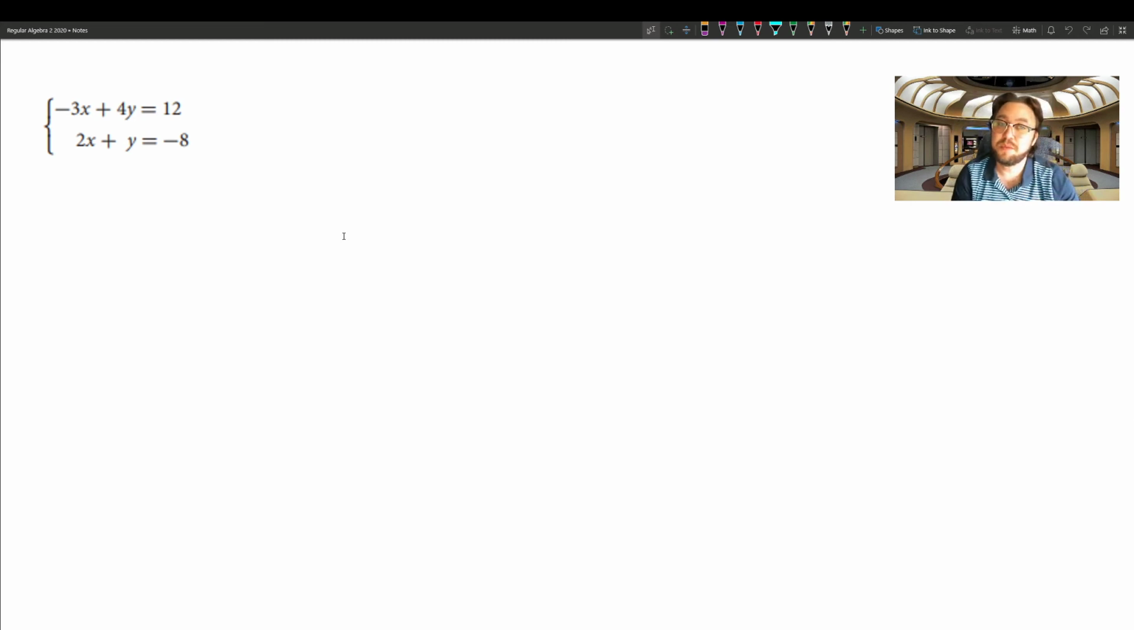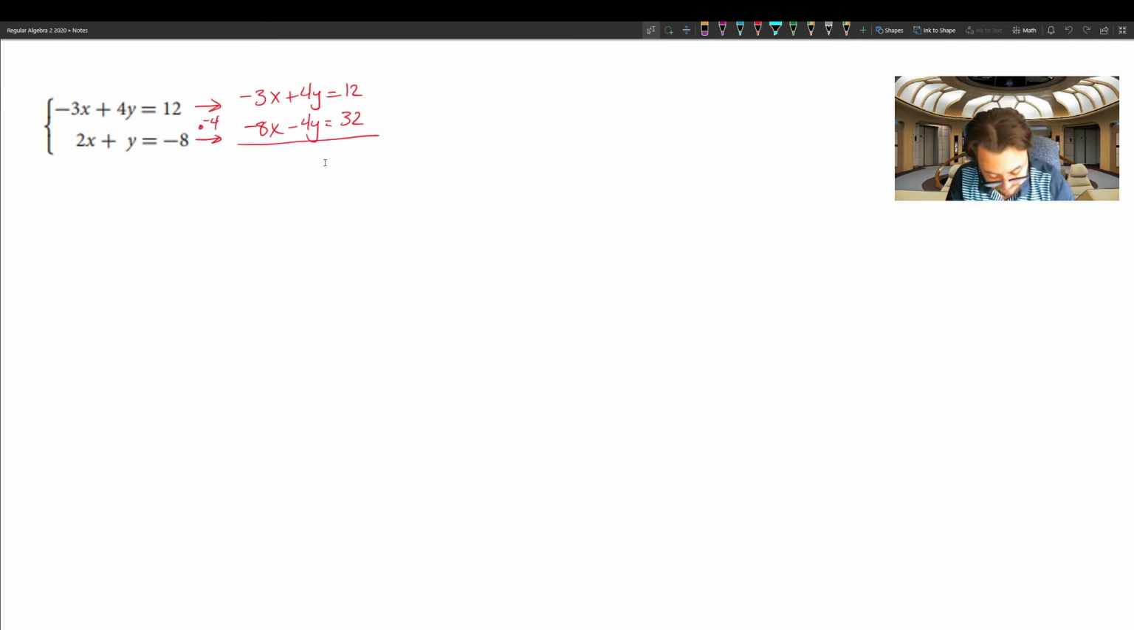I'm going to leave the top one alone. I'm going to multiply the bottom one by negative 4 so that the y's cancel out. So this one is going to stay the way it is: negative 3x plus 4y equals 12. This one I'm going to multiply by negative 4. So negative 4 times negative 2 is negative 8x. Negative 4 times 1 will be negative 4y. And negative 4 times negative 8 will be positive 32.